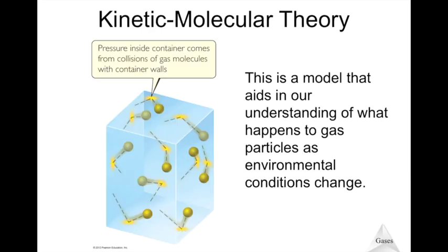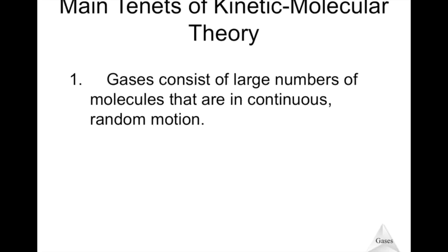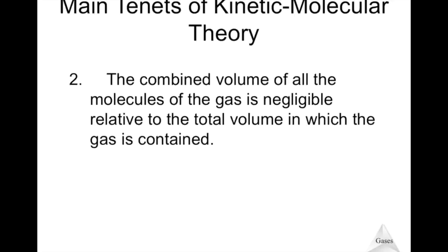The kinetic molecular theory, this model of understanding what's going on with the different molecules, explains a lot of what we see going on in gases. But there are a couple of assumptions made by the kinetic molecular theory. First is that gases consist of a large number of molecules that are in continuous random motion, right? So we know that all molecules are always in continuous random motion, and if you're talking about a gas, there's going to be a lot of molecules in there. The combined volume of all that gas, though, even though there's a lot, they're very, very small molecules, is basically negligible compared to the volume of the container.